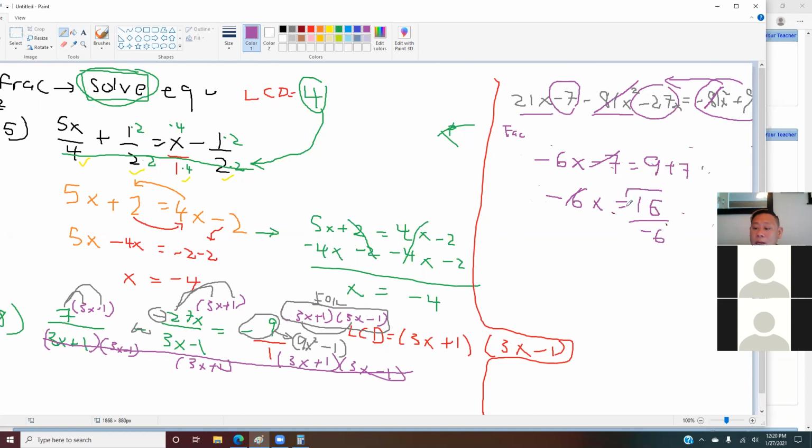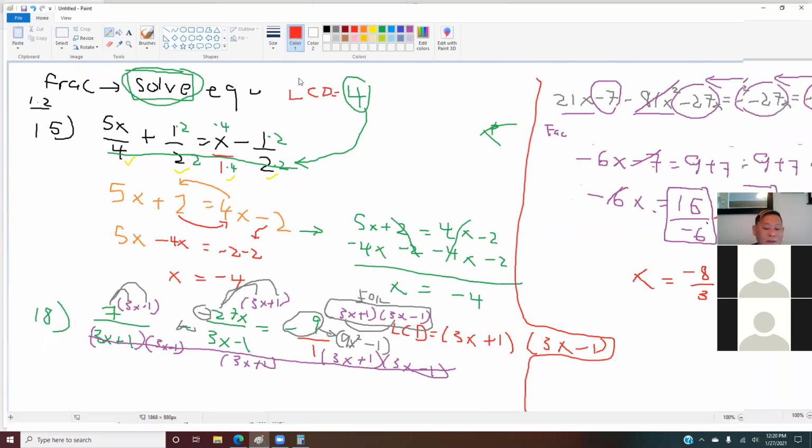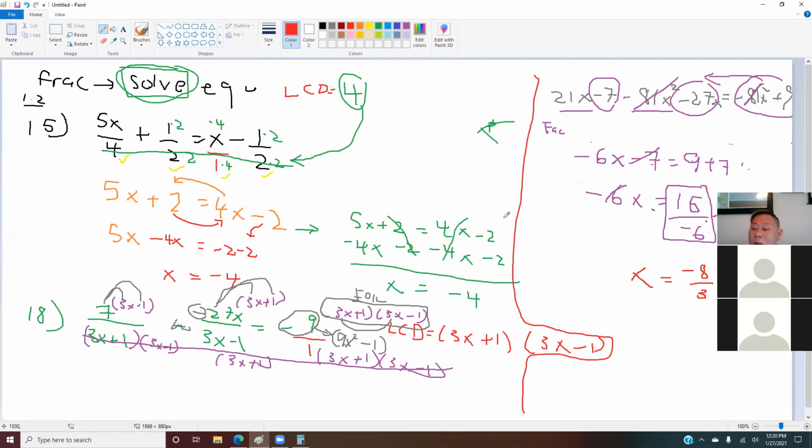Now, if you write this answer in your homework or in my test, you won't get full points because it can be reduced by 2. So your answer in this case is negative 8/3. So this is negative 8/3.